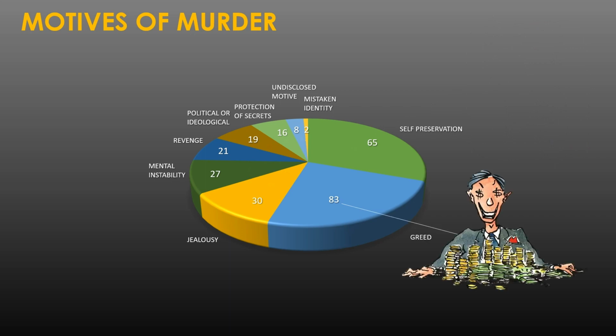Greed. Greed is a prevalent motive in many of Christie's mysteries. Characters may commit murder to gain inheritance, control over finances, or valuable possessions. Financial motives often lead to intricate schemes and deceptions.